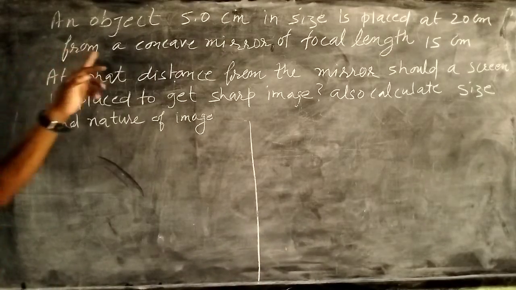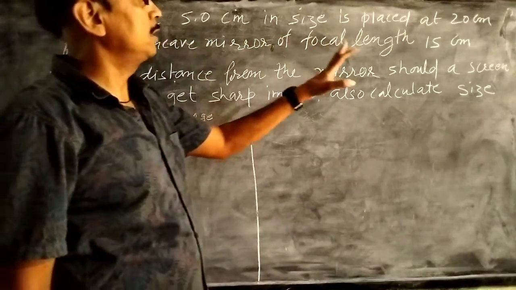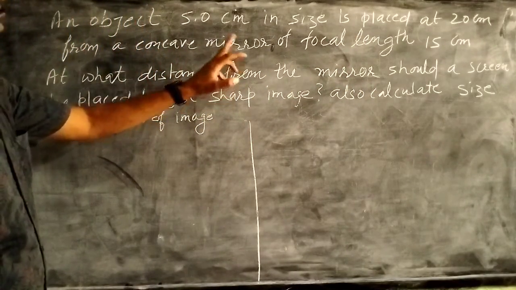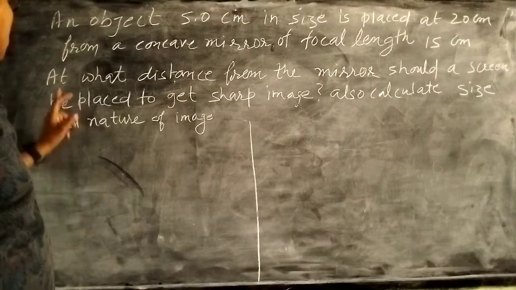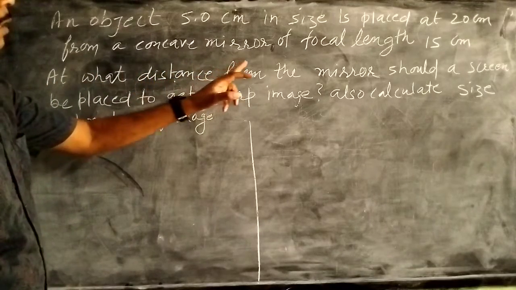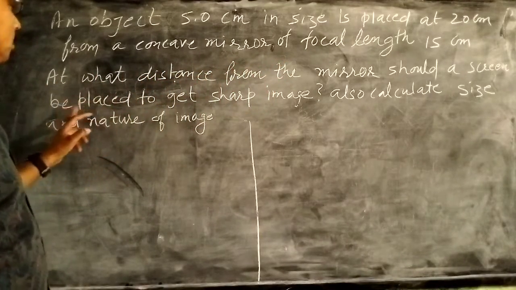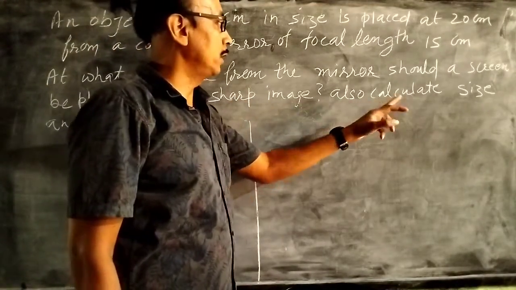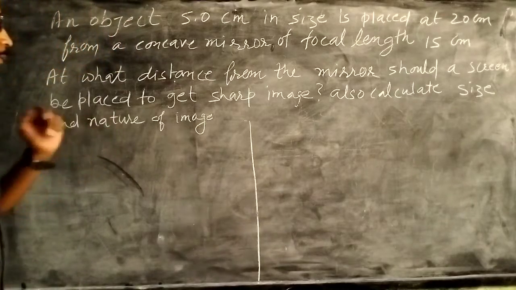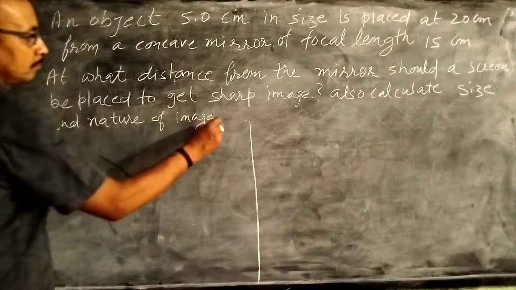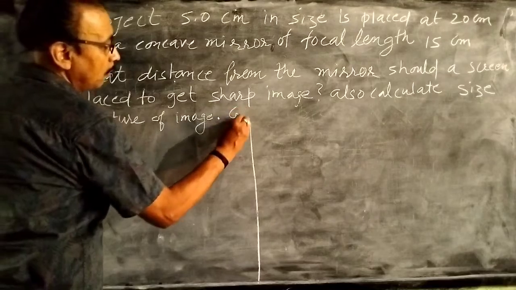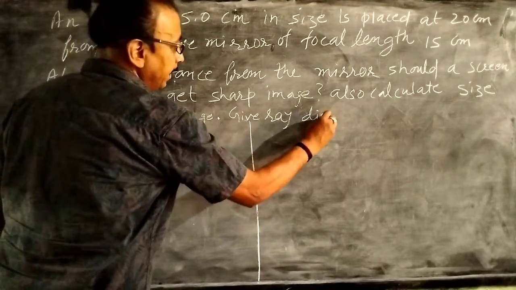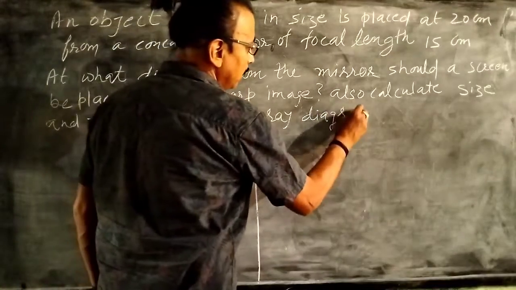An object 5 cm in size is placed at 20 cm from a concave mirror of focal length 15 cm. At what distance from the mirror should a screen be placed to get a sharp image? Also calculate the size and nature of the image. Give the ray diagram also. Ray diagram, this also has to be drawn.